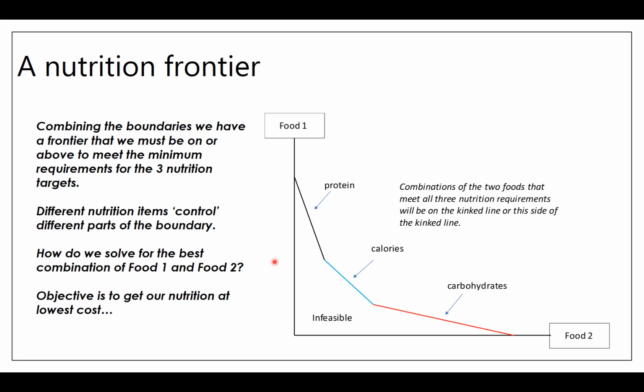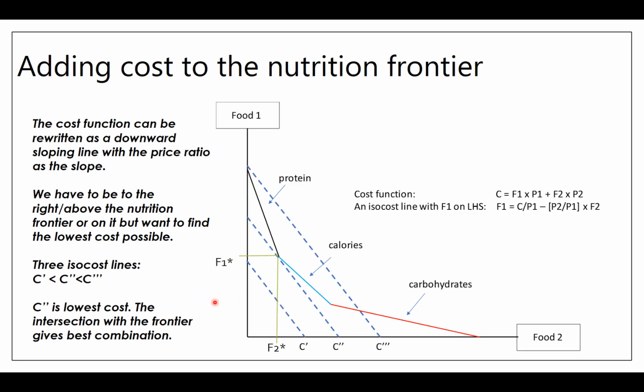And so we have to think about how do we get the best combination now that we have the set of combinations. All these combinations will satisfy our problem of meeting the targets, but our objective is to get the lowest cost way. And so that means we have to do a little bit extra. So the right way to do it would be to start with a cost function. So add a cost measure to the nutrition frontier, and this is what the cost function looks like.